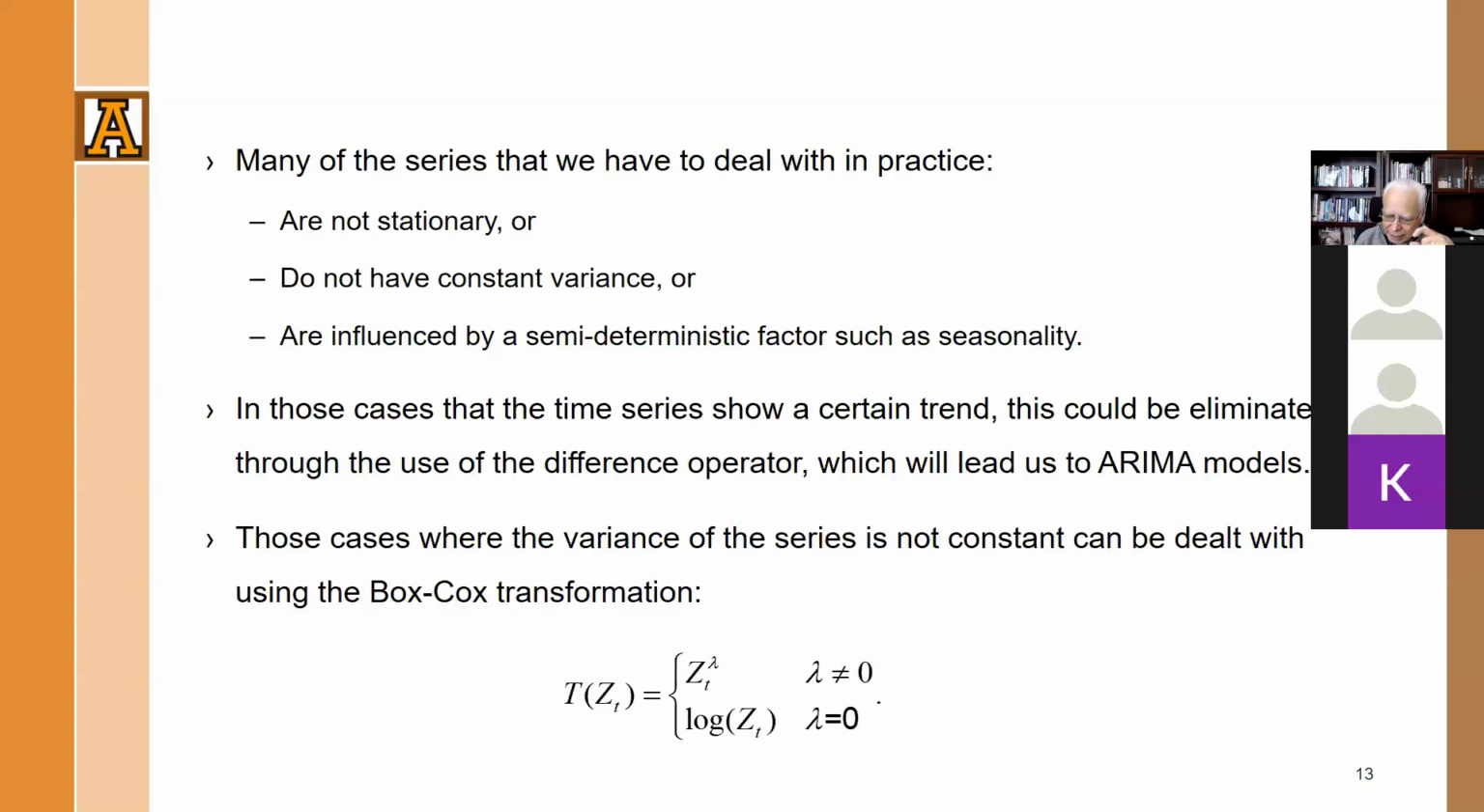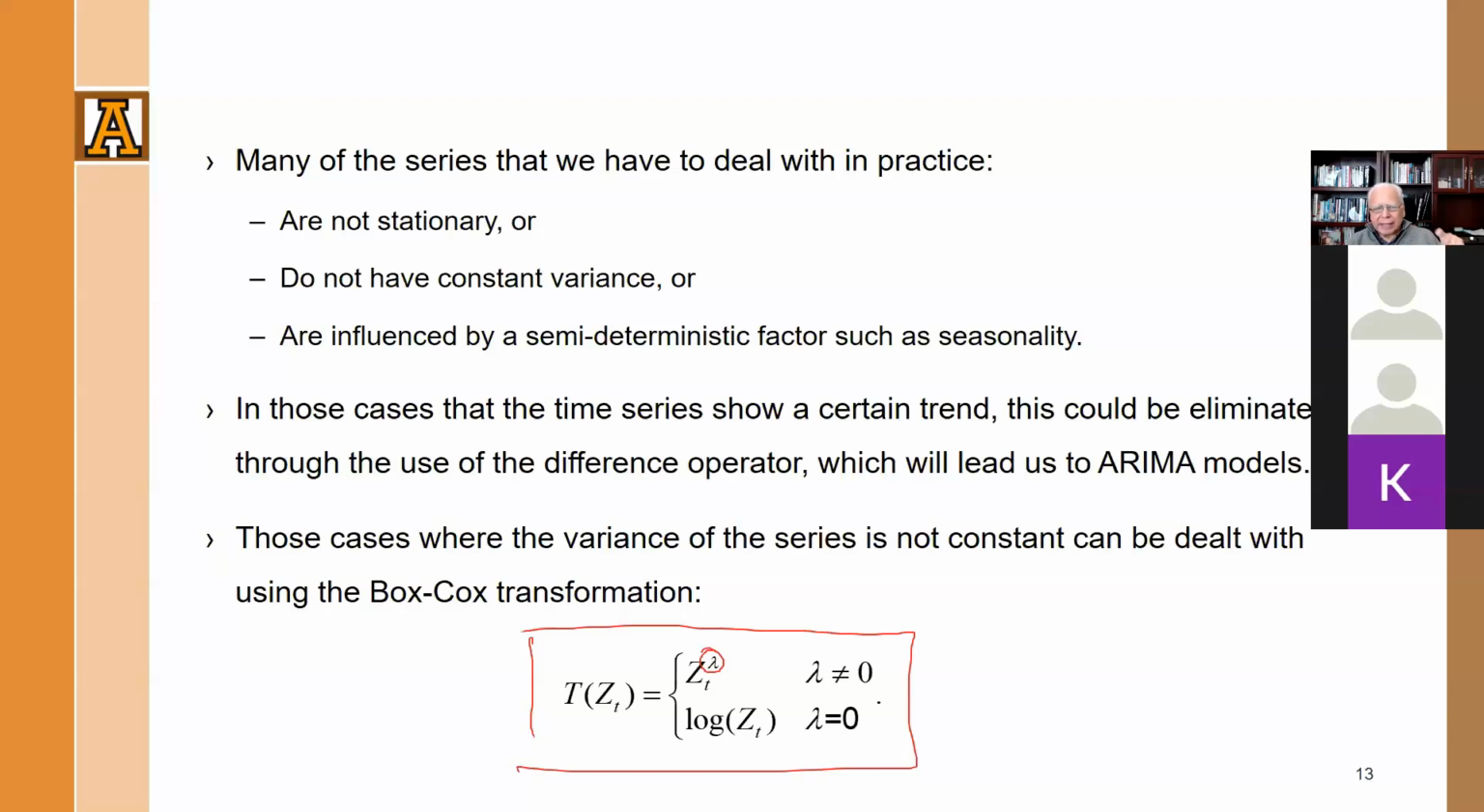The family of transformations that we'll use are the Box-Cox transformations, which are given by this expression here. The transformed series Z_T transformed is going to be Z_T to the lambda for lambda different from 0, and the natural log of Z_T if lambda is equal to 0. How do we determine lambda? We'll talk about this more when we talk about model construction. But the idea is to choose lambda so that the variance of the series is roughly constant.